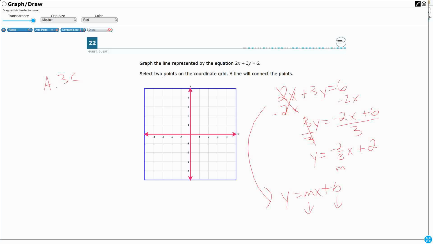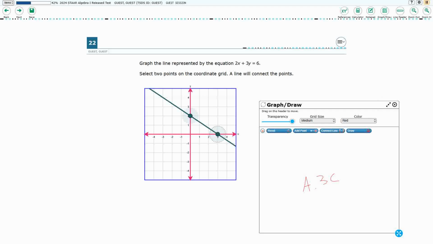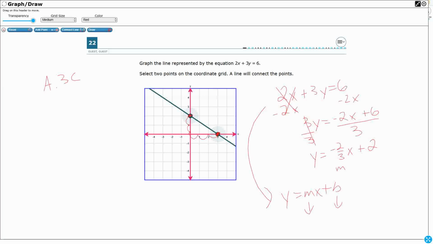So let's start with that. My y-intercept is going to be 2. And then I need to think of a slope that's negative 2/3. So slope is rise over run. So let's go down 2. Then we're going to go over 3. 1, 2, 3. So I'm going to go through those 2 points, (0, 2) and (3, 0), which happen to be just the y-intercept and the x-intercept. And if we do that, we are going to get that line. And that is the correct line for the equation 2x plus 3y equals 6.